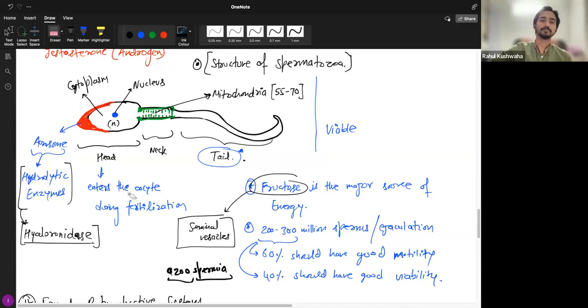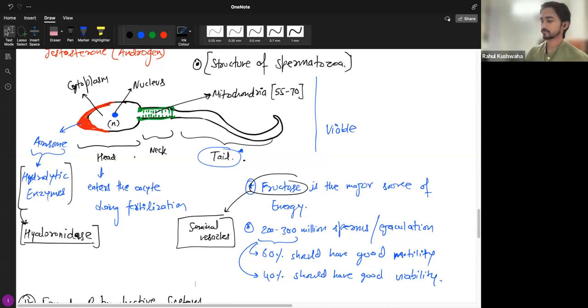Then the head of the sperm, which is also called the acrosome, consists of a hydrolytic enzyme called hyaluronidase, that's one of the enzymes. This enzyme helps the sperm penetrate inside the ovum, because the ovum consists of multiple layers which the sperm has to cross, and finally it comes in contact with the plasma membrane, right?